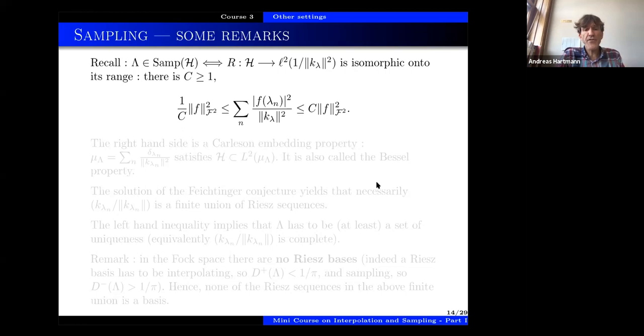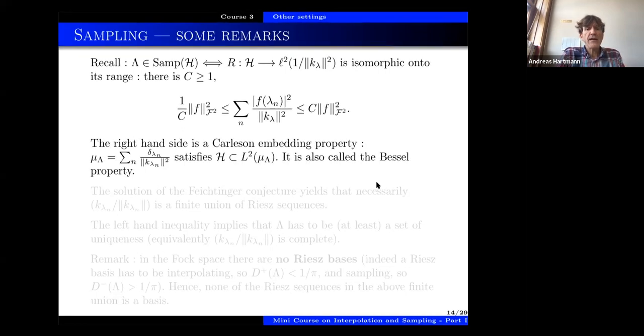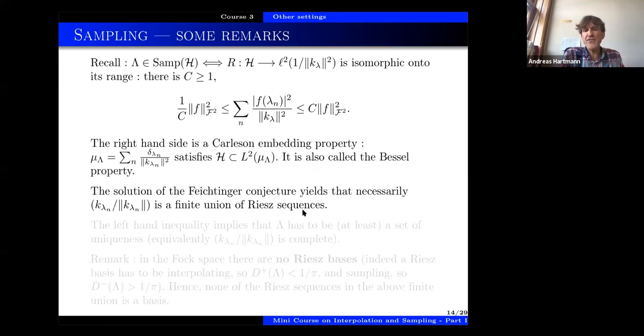So I recall this sampling condition. And the right part of this implies that we have some Carleson embedding, and in fact, the Bessel property. So necessarily we can deduce that the reproducing kernels have to be a finite union of Riesz sequences.